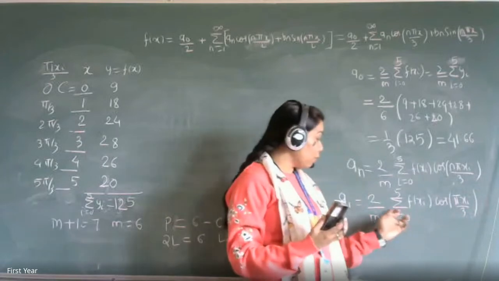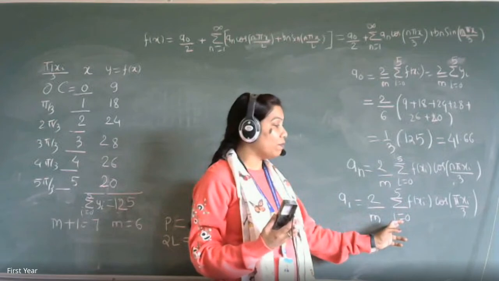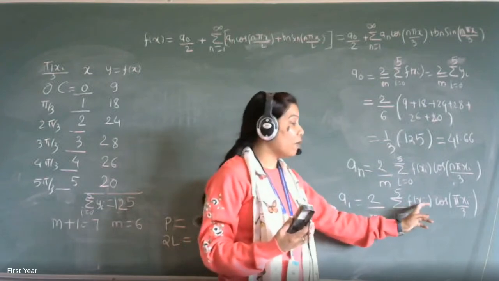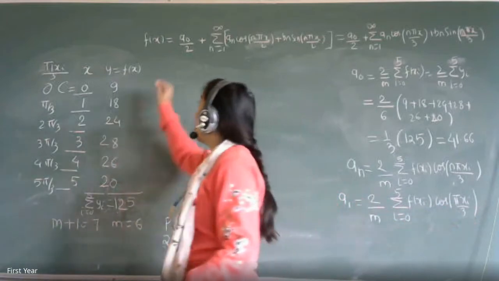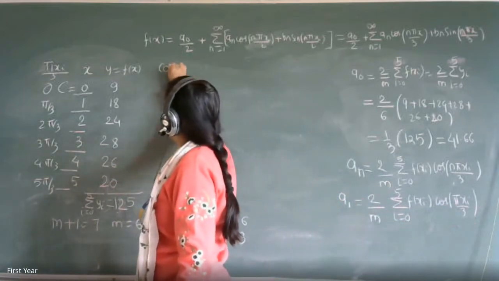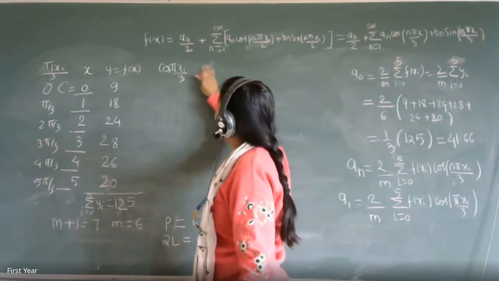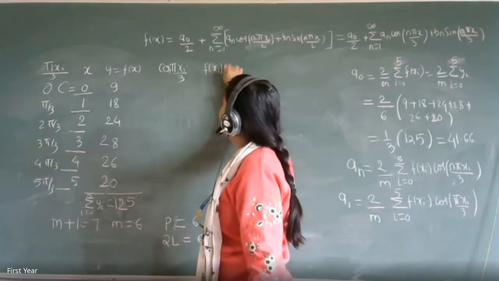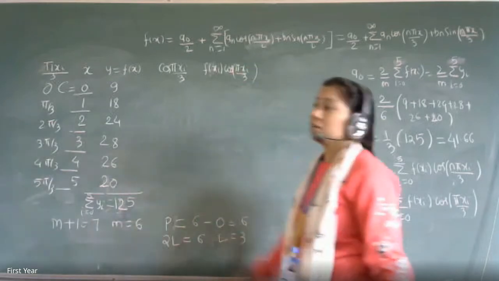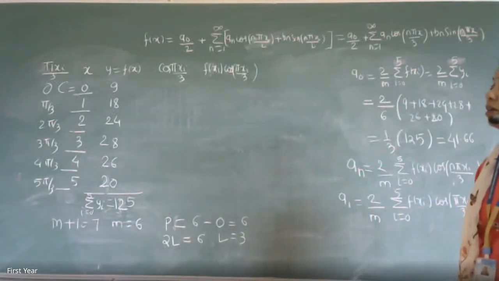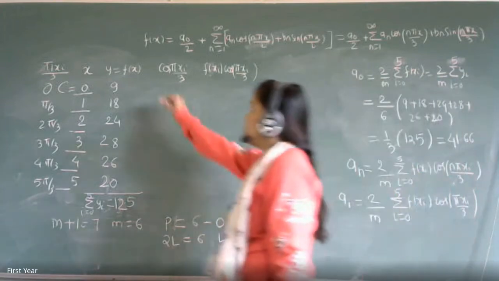Now tell me, if I want to calculate A1, I have to take the summation of which values? f of x into cos of pi x i by 3. So first of all, I should have the column of cos of pi x i by 3, and then the column f of x into cos of pi x i by 3. Is this clear? How did we select the table, the columns which we are going to draw?